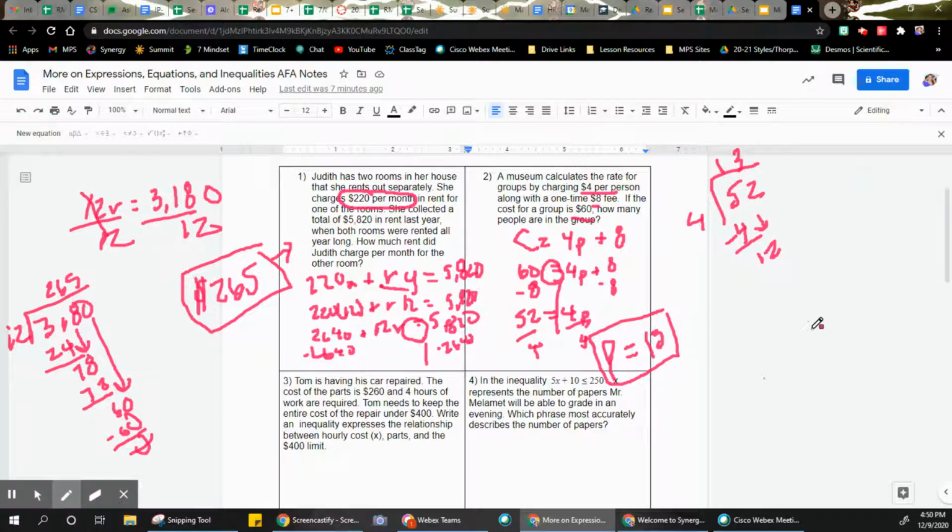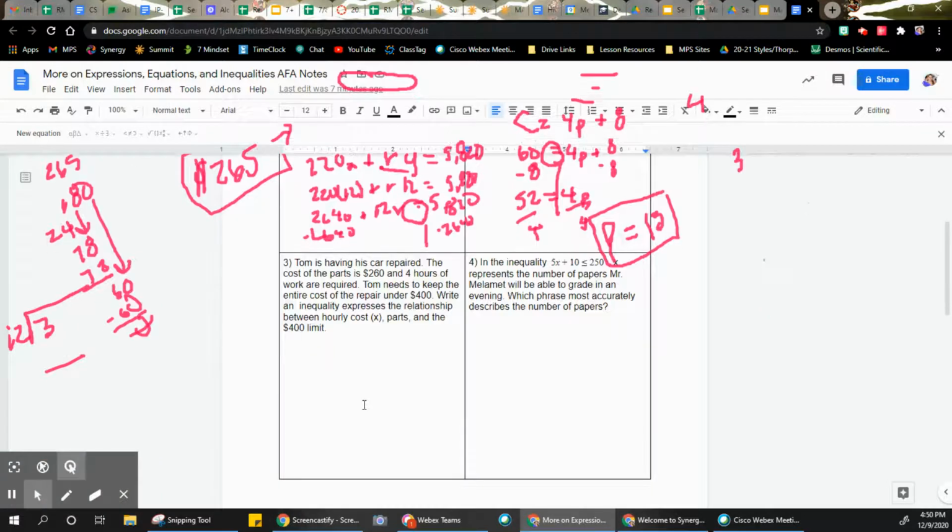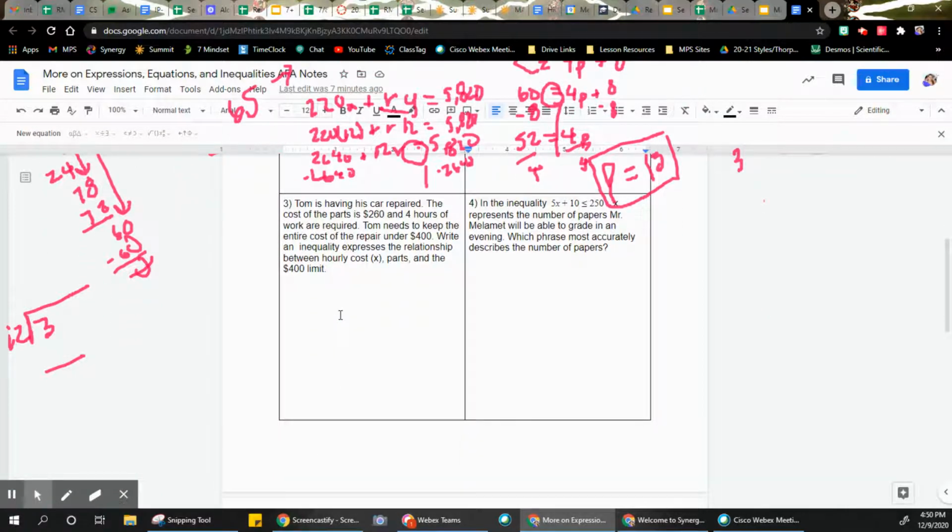All right, let's move on to the next one. Okay, it says Tom is having car repair. The cost of the parts is $260 and 4 hours of work are required. Tom needs to keep the repair cost under $400. Write an inequality that expresses the relationship between the cost and 400.